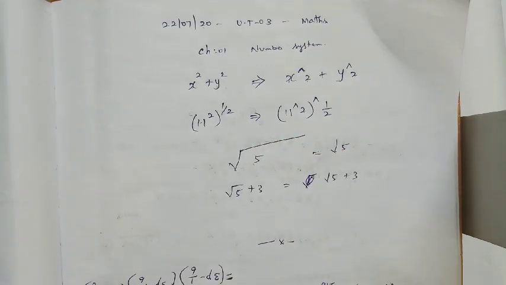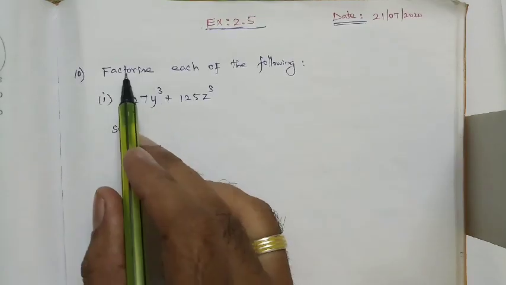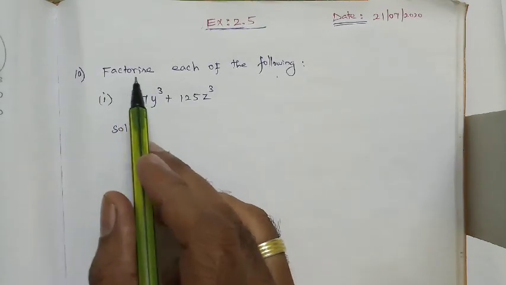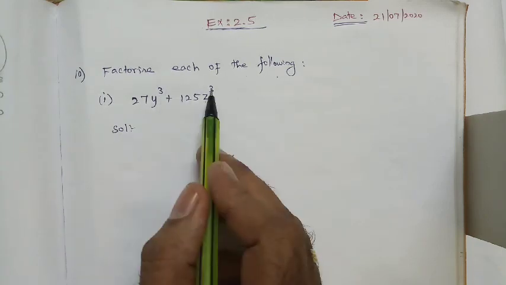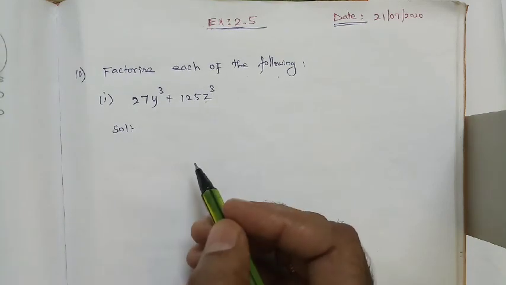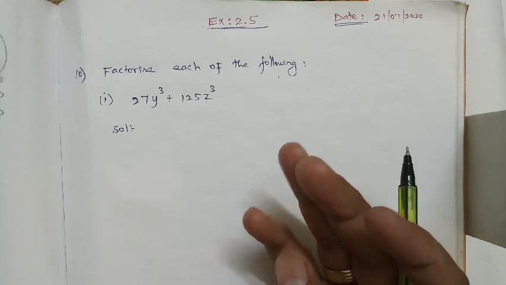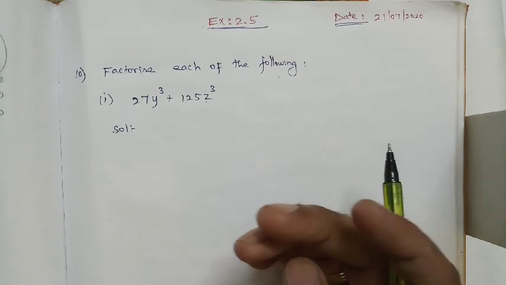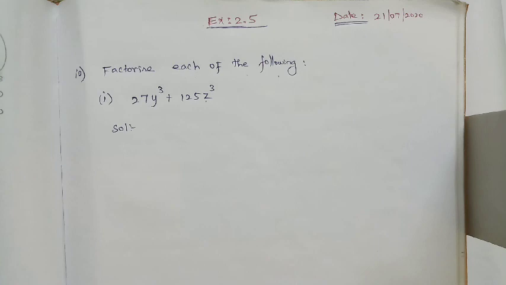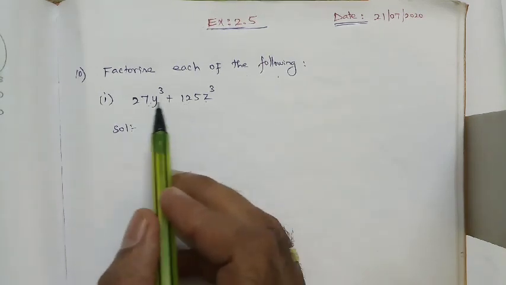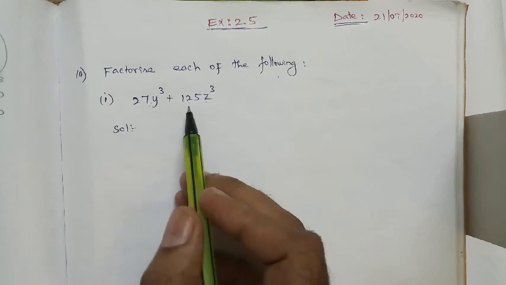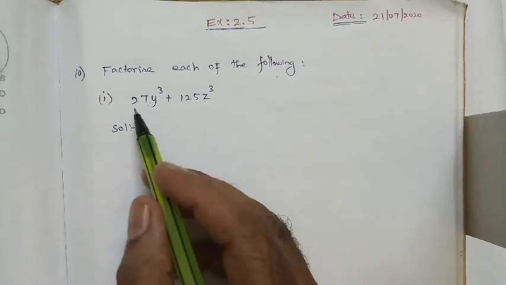Now come to sums. Factorize each of the following, that is, writing in terms of multiples. Only two terms, cube. So the only possibility is the 6th, 7th, 8th, 9th or 10th identity. In the 9th and 10th identities alone we have two variables: a cube plus b cube, and a cube minus b cube.